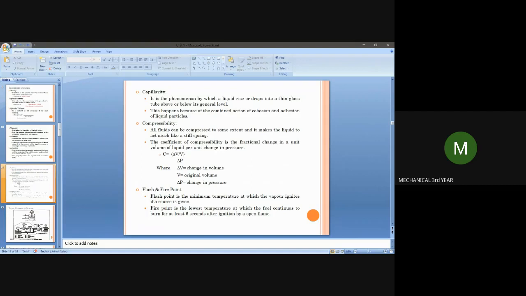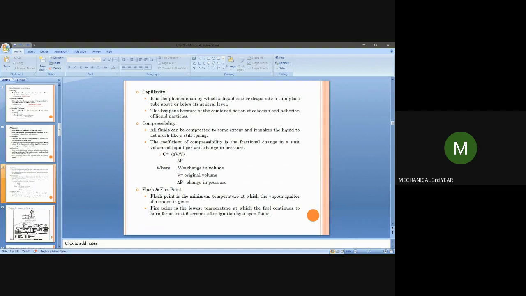The next thing is compressibility. All fluids can be compressed to some extent, as I was saying in your previous slides, and it makes the liquid act much like a stiff spring. You would have observed some play in hydraulic steering. Play, in the sense that it comes into action only after a particular time. If you turn your steering, it remains constant and doesn't change direction for a particular period, and after that, if you turn further, it starts working. That is the play, and it causes much damage to the system, so it has to be eliminated.